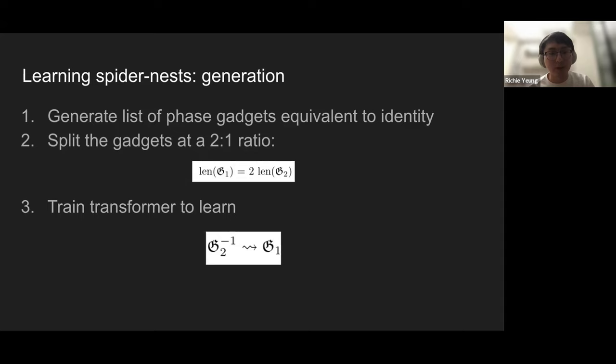Here I first generate a list of phase gadgets that is equivalent to a density circuit for some n qubits. Once I have this list of gadgets, I randomly split the phase gadgets such that I have two sets, one twice the length of the other. Then I feed the longer sequence of phase gadgets, after it's synchronized, into this transformer, and I train it to predict the shorter list of phase gadgets. In some sense, I'm teaching it the structure of diagonal Clifford T circuits, like the equivalence classes between these Clifford T diagonal circuits.